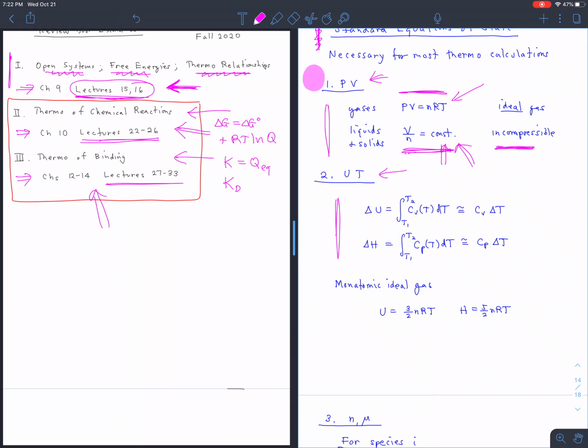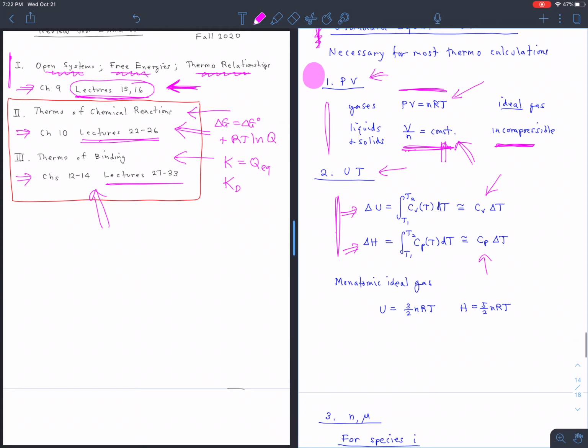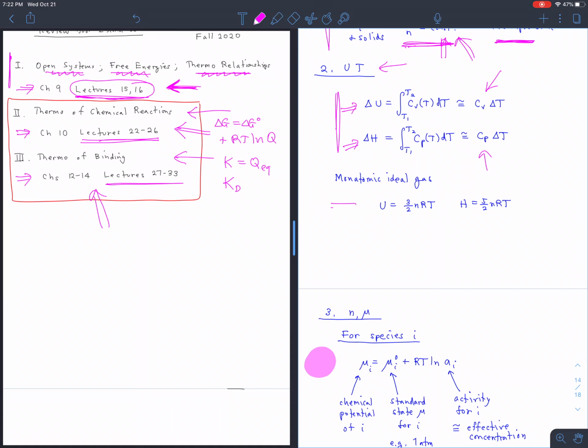Those are basically the heat capacity relationships, either for constant volume situations or constant pressure situations, and they give either the energy or the enthalpy due to a temperature change. For the monatomic ideal gas, the situation that we like to use a lot because it's relatively simple, they take this form and this form, and of course we've used that a lot in the previous parts of the class. We won't use them as much in what's coming up.